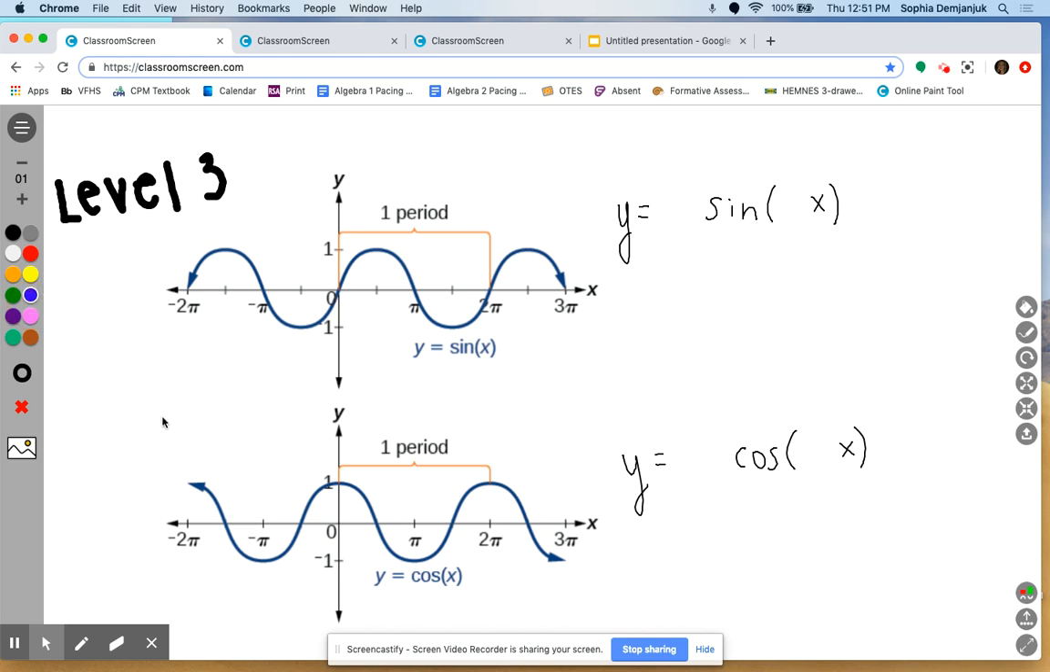Okay, so in this lesson, we're going to be doing level 3 of writing the equation of a trig function when you're given a graph. And so the two things that we already know are we're going to add the midline onto the end of both of our equations. And the midline is that line that is centered directly in the middle of the vertical top and bottom.